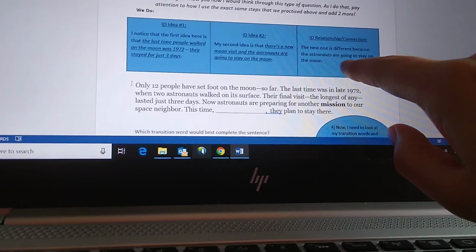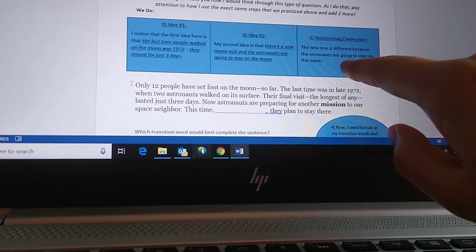Choose a transition which makes the most sense to fill in the blank. A, because. B, so. C, however. So think about what these words mean, and then what you can do to make sure that it makes sense is plug the word into the sentence. So because, put it here.